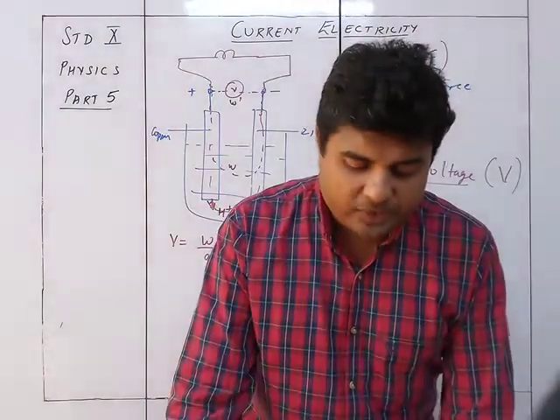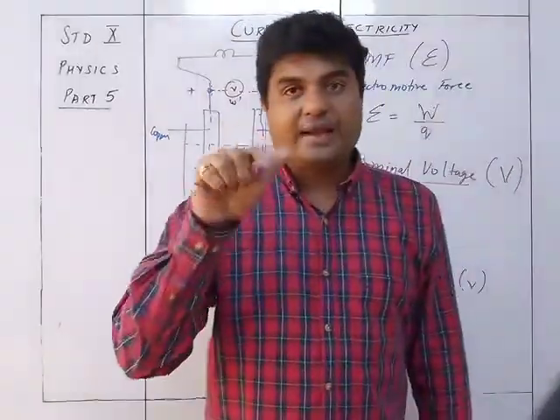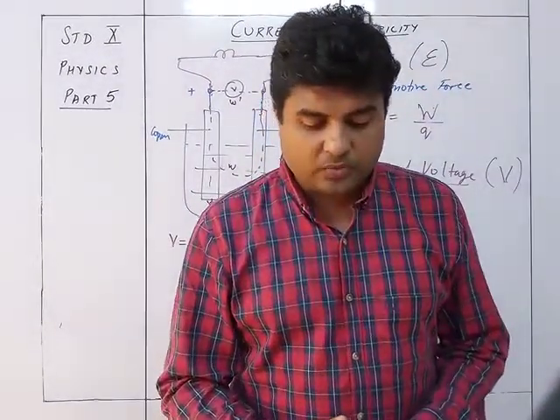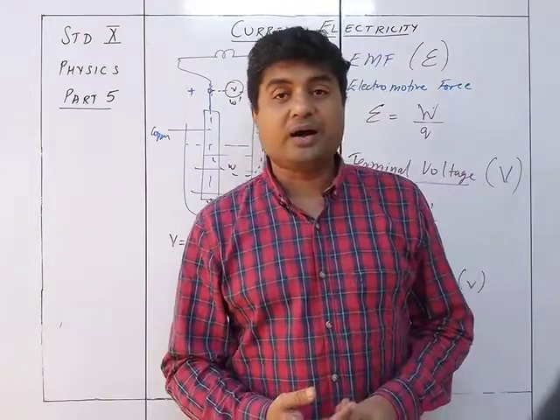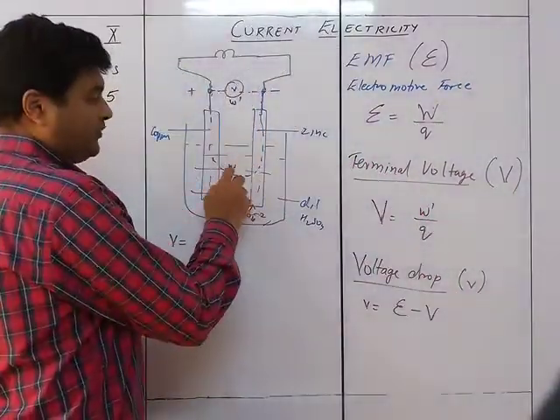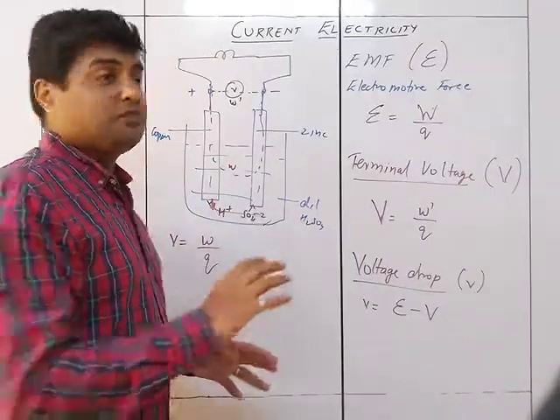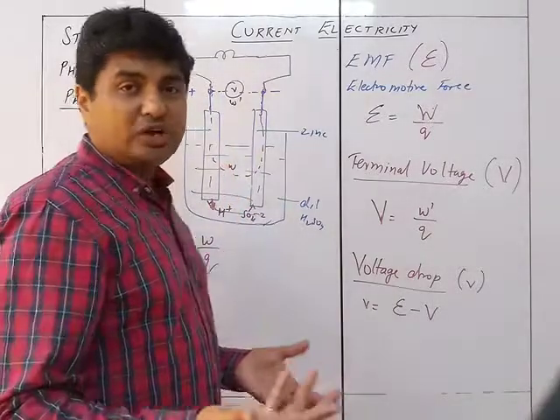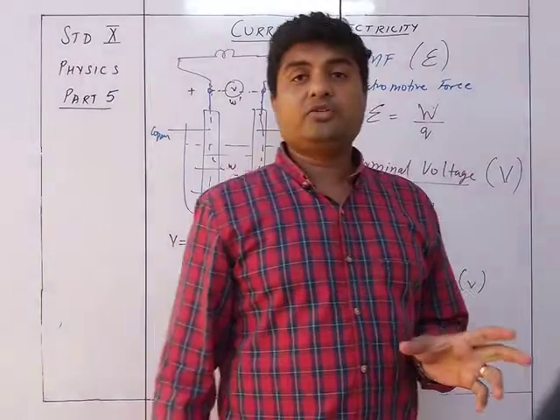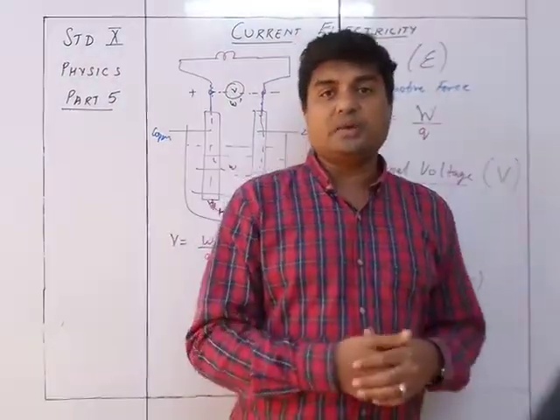Thus the work done per unit charge in carrying the positive charge through the electrolyte is called the voltage drop in the cell. The voltage is not available for us for use, because whatever voltage is used up here to do this work is not available to us. It is being lost. There is a loss of voltage in the cell. So the cell utilizes some amount of work for itself.